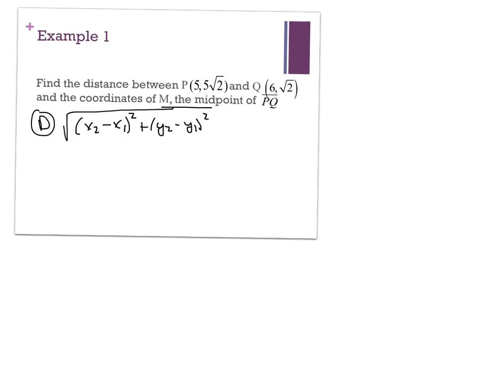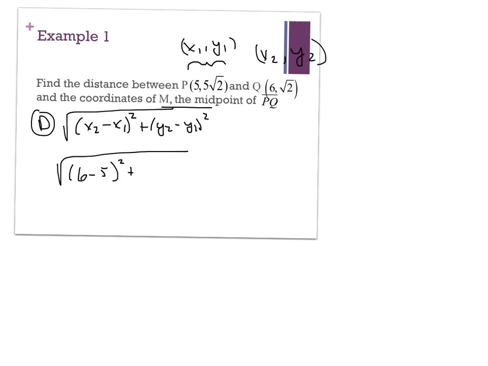And you got to make sure that you keep these guys in order. So this is x1 comma y1, and this is x2 y2. Okay? So I'm going to take x2 minus x1 squared plus y2 minus y1 all squared. Now be careful, we have to reduce what's on the inside first.